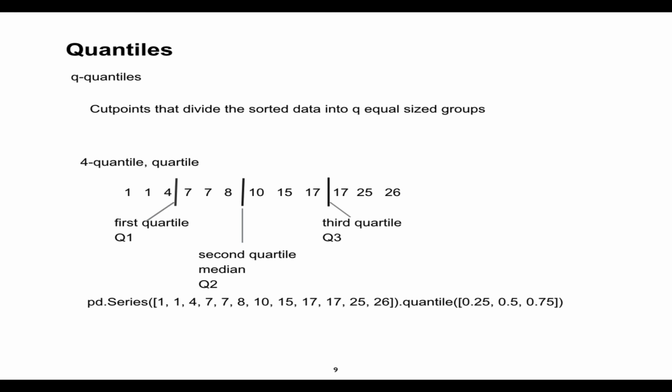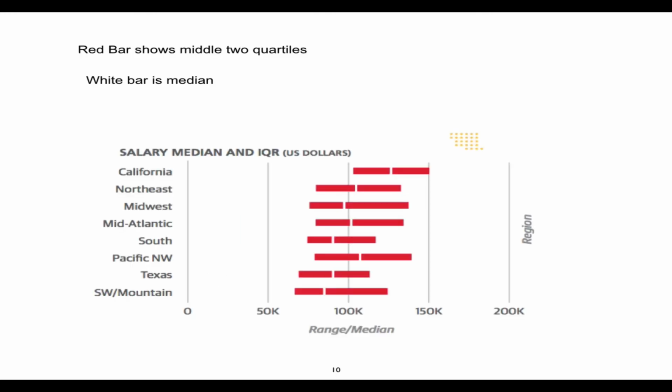And in Python, we can compute it, right? So it's just quantile, and give it where we want the break, percentage-wise. Right, so it tells you. And so commonly, when you see charts like this, they show you the median and then the 2 quartiles on either side.